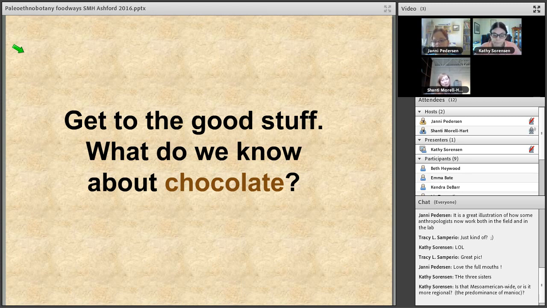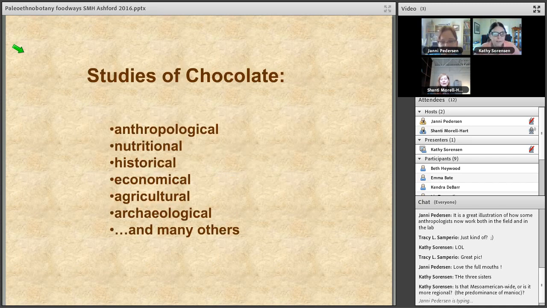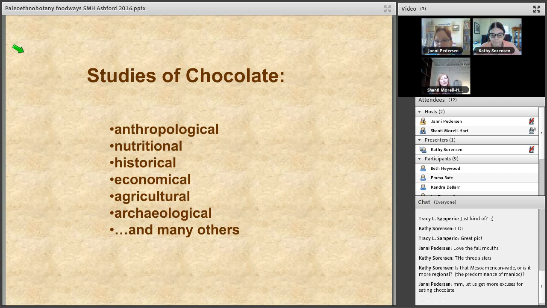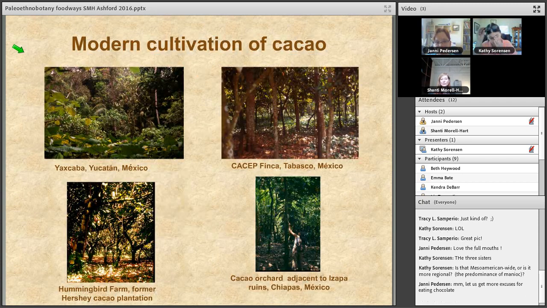models. So to move on, what is paleoethnobotany telling us about chocolate, Theobroma cacao? There's a lot that we can talk about in terms of the use of chocolate in ancient Mesoamerica. There have been a lot of studies done: anthropological, nutritional, historical, economic, agricultural, and of course, archaeological studies, among many others. Lots of ways that people have approached it.